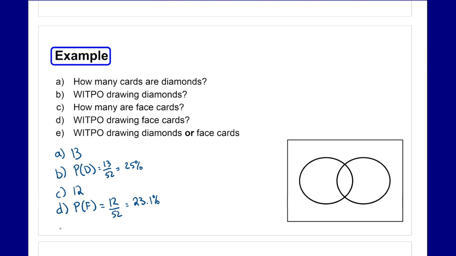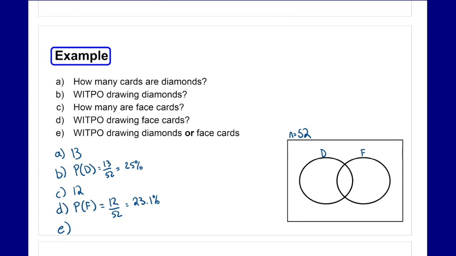Now E is asking, what is the probability of drawing diamonds or face cards. So the or should be a signal of, okay, we probably should be adding something. Now, you may come up with an answer. You may think, oh, well, 13 and 12. Let's take a look at a sample space first. 52 total cards. We're looking at diamonds and face cards. How many diamonds? Well, we have our ace. We have our 13 cards. We have our 12 face cards.